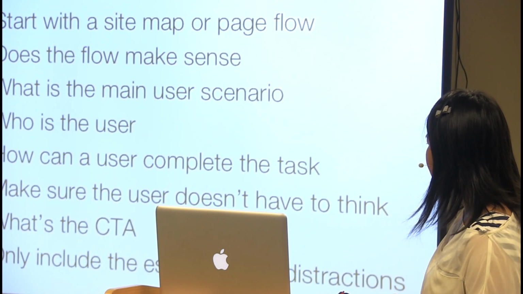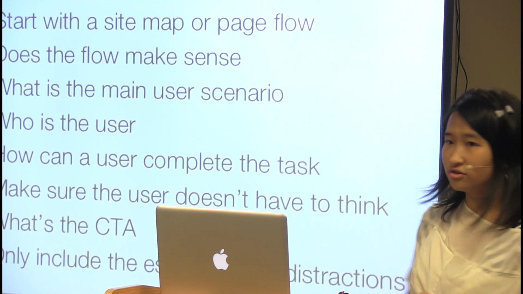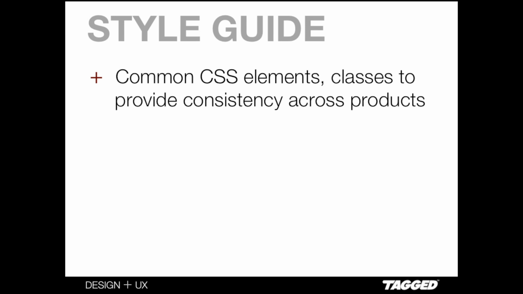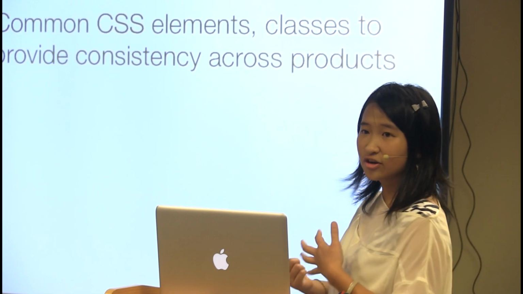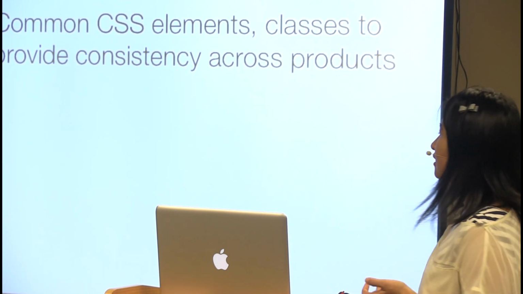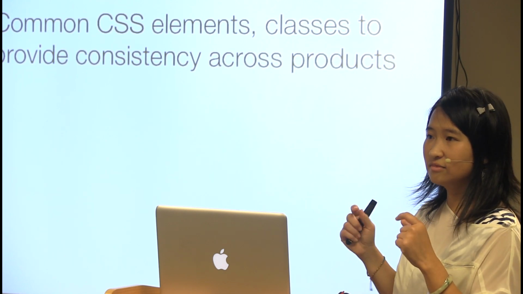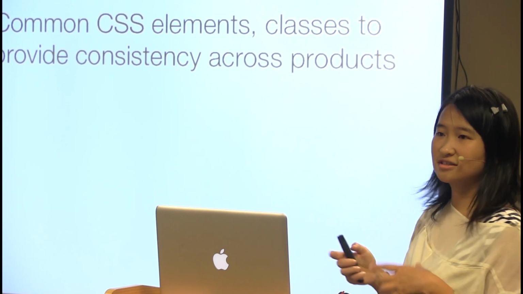And to help with that, you can really just dumb it down and only include the essentials so that there's no distractions. How do we accomplish some of the things I mentioned previously? This is something that I've talked to a lot of people about and something that we just really need to start building, which is a style guide. I know we have some common elements that we're using. I think the pop reverb box is being used now across the site.